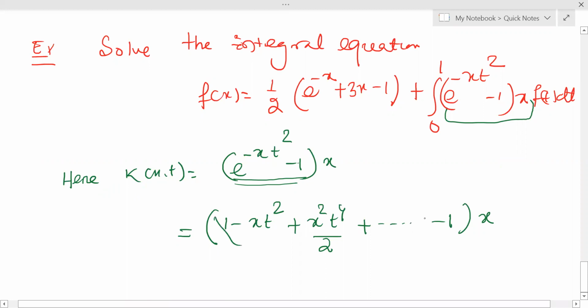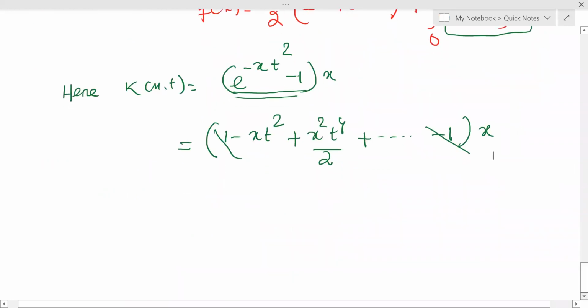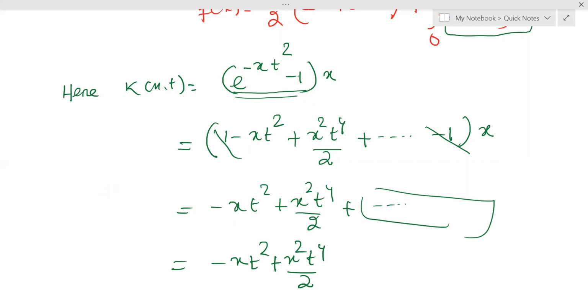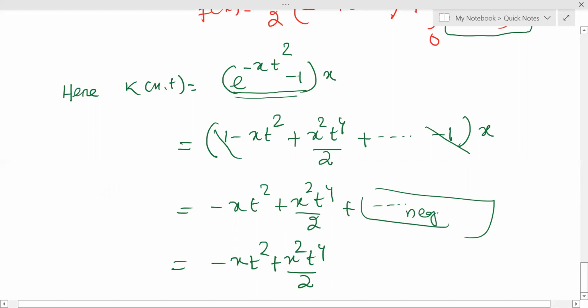Then you can see plus 1 and minus 1 cancel out. The remaining value becomes −x²t² + x³t⁴/2, plus further terms. Higher terms we neglect; we consider just two terms, neglecting the higher terms.